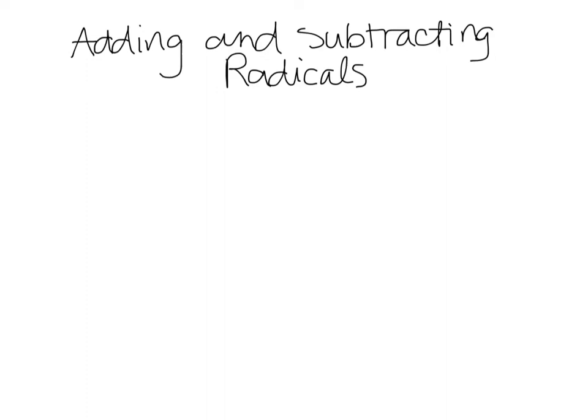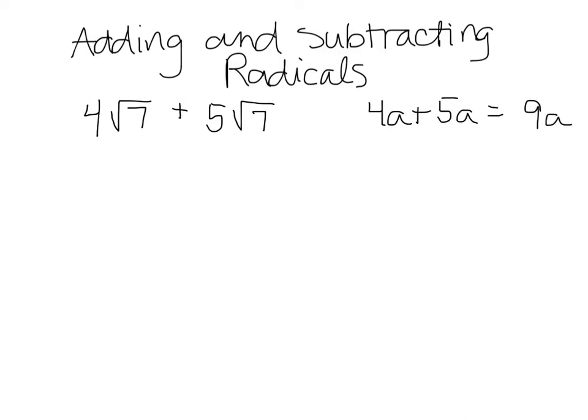Just like I said at the beginning of multiplying and dividing radicals, it's important to remember that radicals behave very much like variables. So if I say 4 root 7 plus 5 root 7, you could think of it like 4a plus 5a, and of course we know that that equals 9a. So similarly, 4 times the square root of 7 plus 5 times the square root of 7 is equal to 9 times the square root of 7. We might not know exactly what number root 7 is, but we know that we have 9 of them.